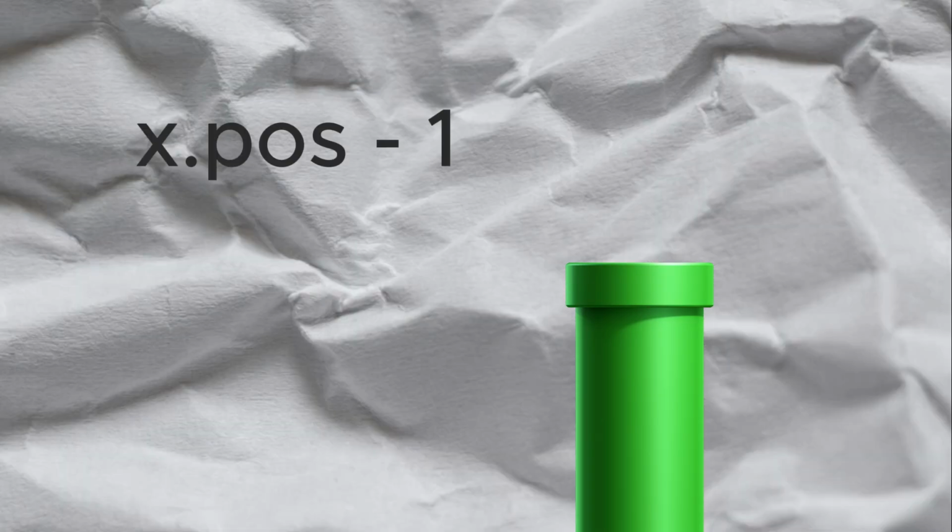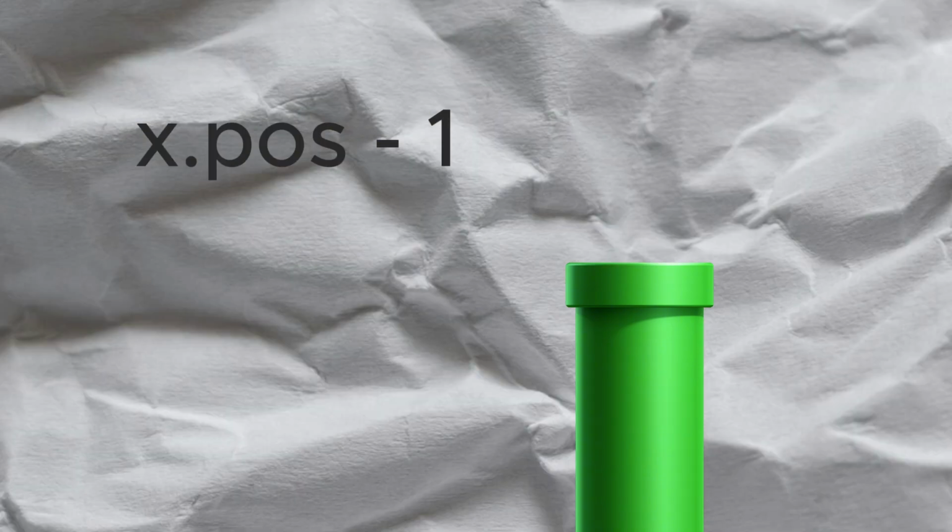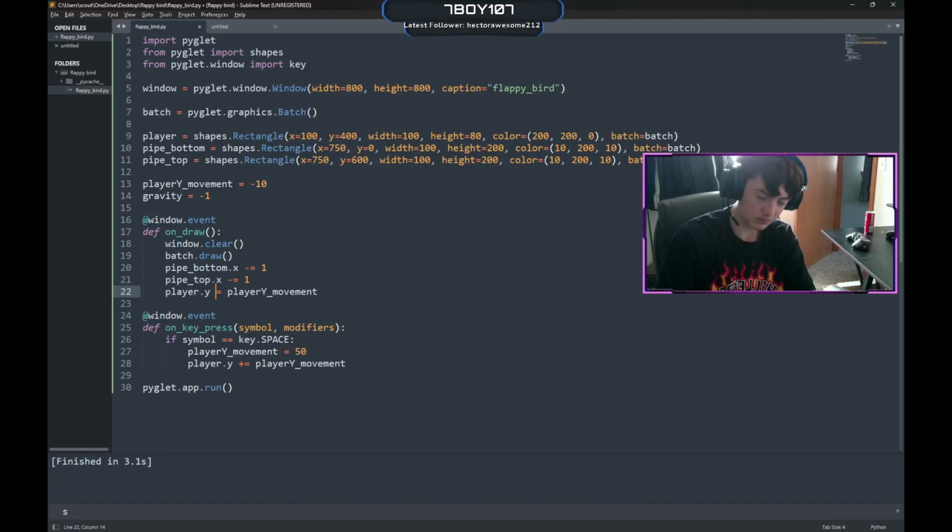Getting the bottom pipe to move was quite simple actually. All I had to do was take away one from the X position every frame and make the pipe slowly move across the screen. Then doing the same thing for the top pipe was quite simple. All I had to do is flip the pipe upside down and put it on top of the screen and use the same script. And boom, pipes!